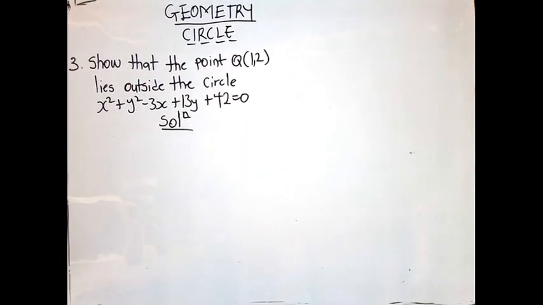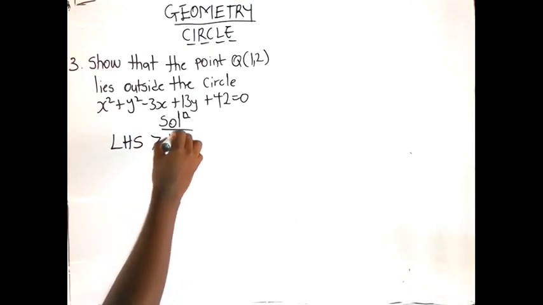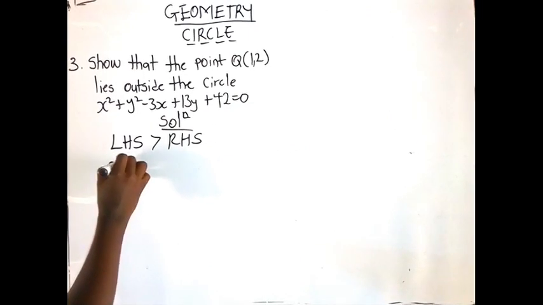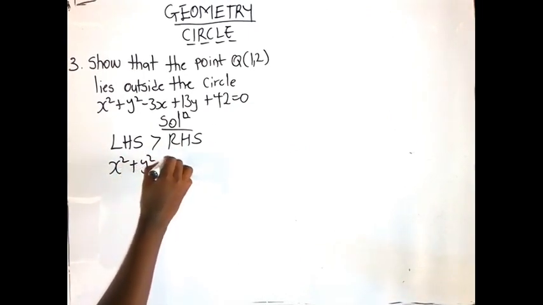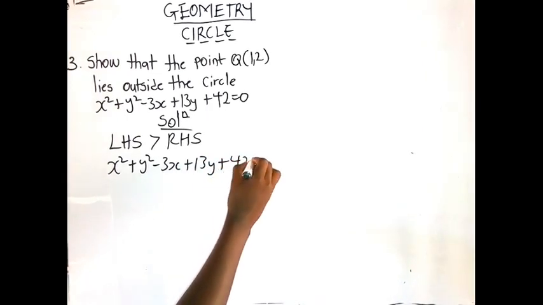Example 3. Show that the point Q(1, 2) lies outside the circle x squared plus y squared minus 3x plus 13y plus 42 is equal to 0. The condition for a point to lie outside the circle is that the left hand side must be greater than the right hand side. So we have a circle, x squared plus y squared minus 3x plus 13y plus 42 is equal to 0.